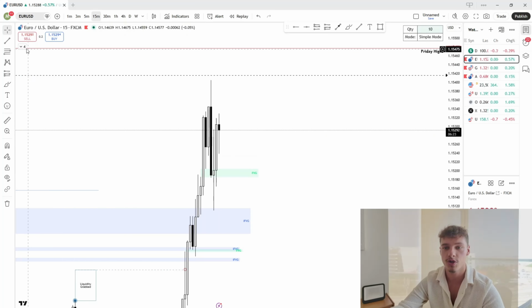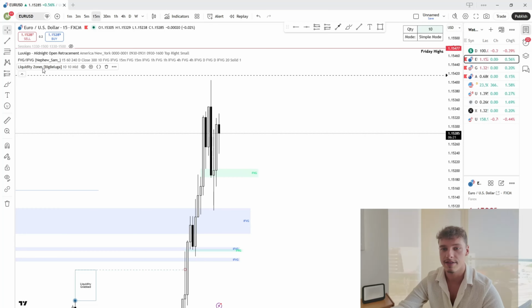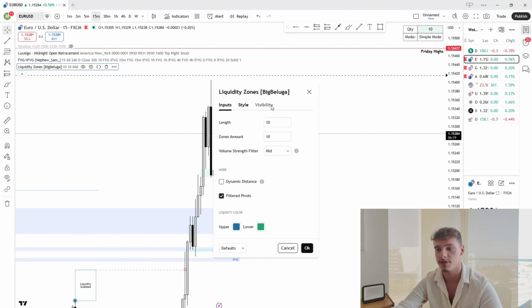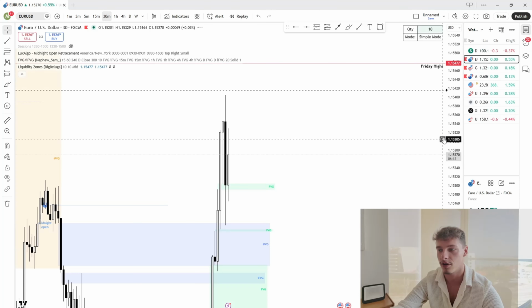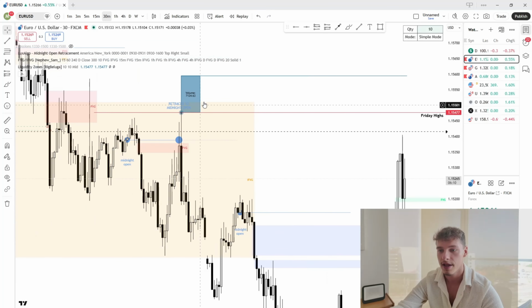So indicator number 2 that I would recommend you guys use is this one here, and it's liquidity zones. It's by Big Blue, I don't really know how to say it, but pretty much what it shows you is where all the liquidity farms sit. As you can see here, it tells you where liquidity is. We've got a volume of 7124, so it tells you.